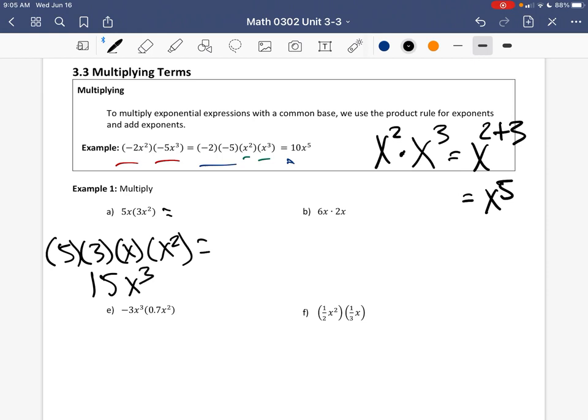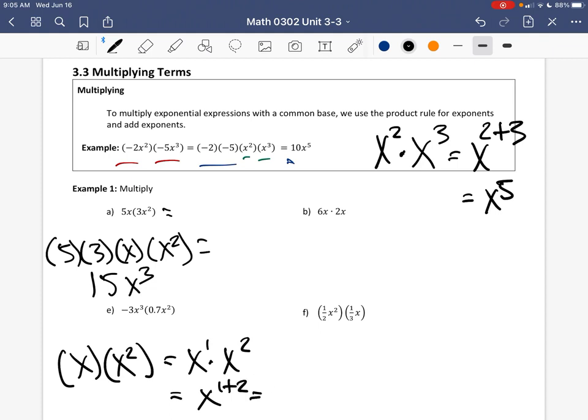Why is it x raised to the 3? Well, off to the side, the x times the x squared is the same thing as x raised to the 1 times x raised to the 2, which is x raised to the 1 plus 2, x raised to the 3. And so I'll put a box around our answer. The result of multiplying these two terms is 15 times x raised to the 3.